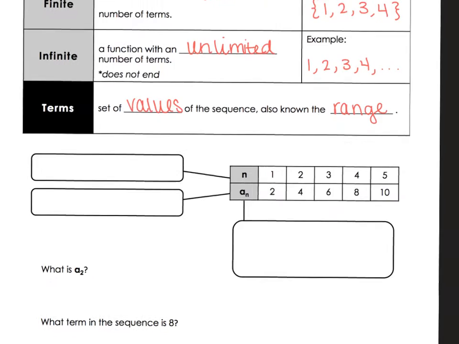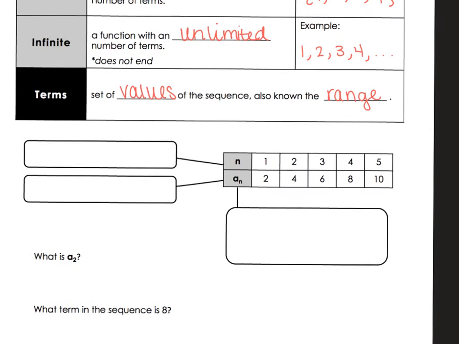Okay, so scrolling down, we have a table here that we can look at, and this kind of looks like an input-output table. So we could call our top row our domain, and the bottom will be our range. But what this also means when we're talking about sequences is that our domain is also our term numbers, and our range are our term values. Our last thing that we're talking about here is what this subscript means, and that just means it's the term number in the sequence.